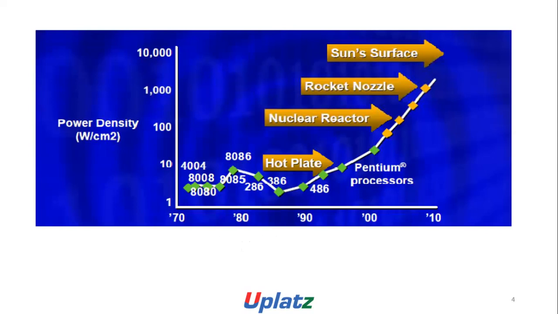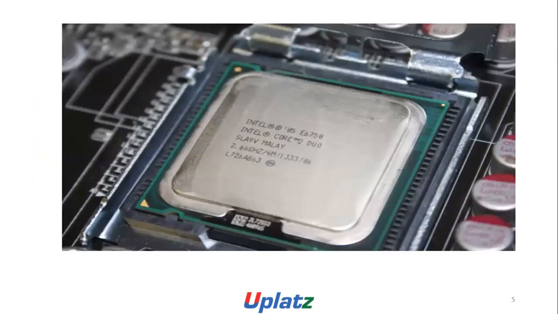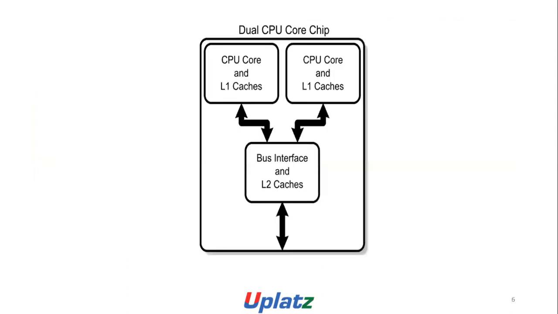4004, 8086 in the 70s and 80s, 286, 386 in the 80s, 486, then the Pentium processor. After 2000 the power density was comparable to a nuclear reactor, rocket nozzles, and the sun's surface in 2010. The Intel Core 2 Duo processor is shown in the figure.